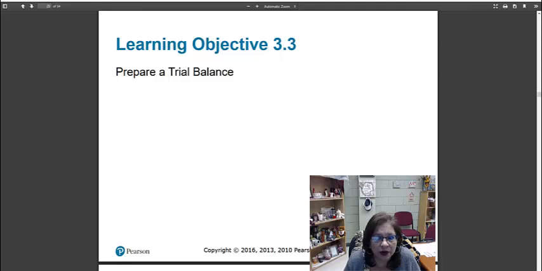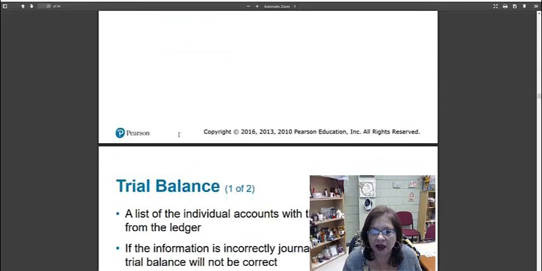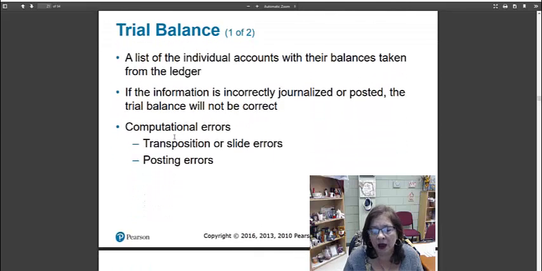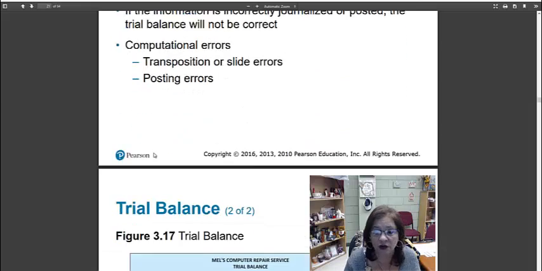Okay, here we are going now to prepare a trial balance, taking the information from the journal and beginning. So what you're doing, after we put everything into the ledgers as well, is now going ahead and starting our trial balance. As we always do, we're going ahead and looking for any transposition or slide errors, posting errors, making sure that all the information that we've journalized is correct and taking corrective actions.